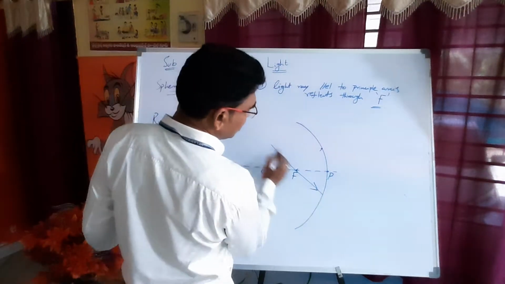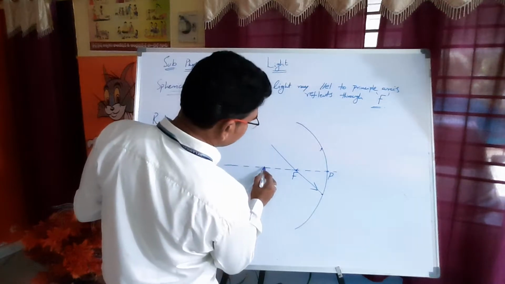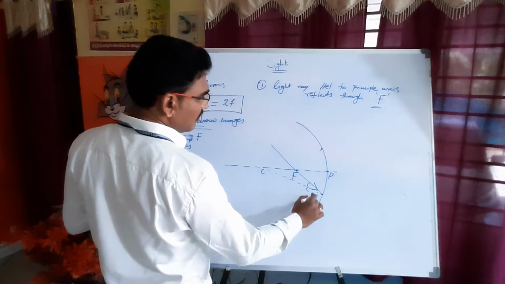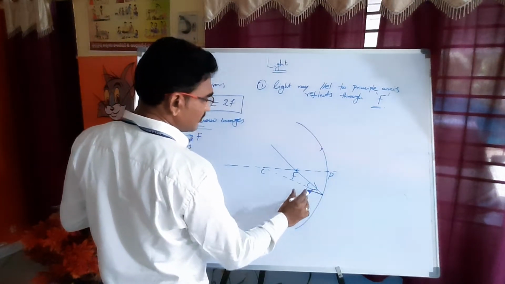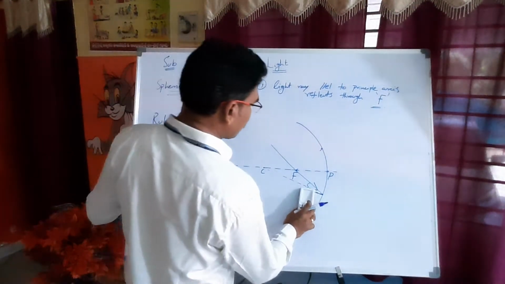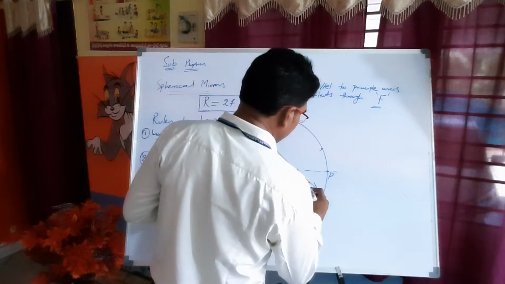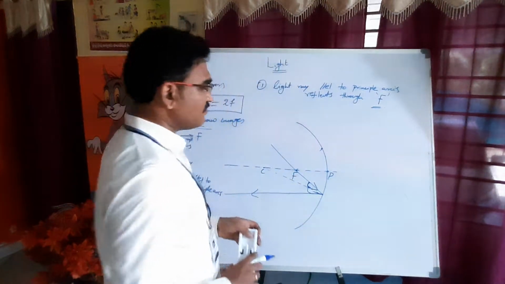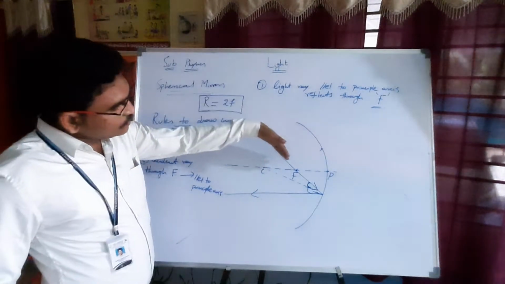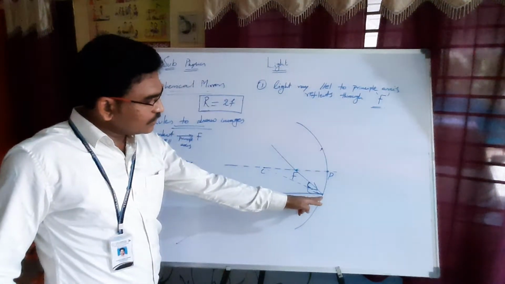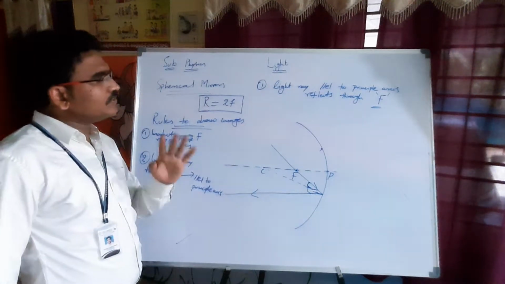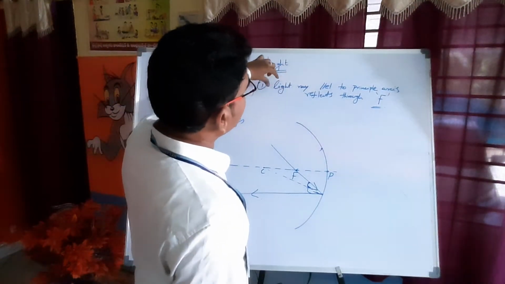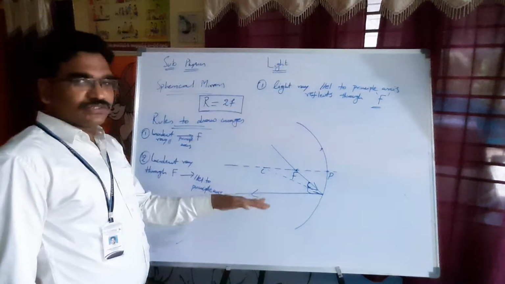Now again, this is the incident ray. What is this one? Point of incidence. Then draw the normal. Then what is this? Angle of incidence. Take the angle of reflection like this. So this is the principle of reversibility. It means an incident ray passing through the principal focus, after falling on the spherical mirror, will reflect parallel to the principal axis. The first rule: a light ray parallel to the principal axis reflects through F.